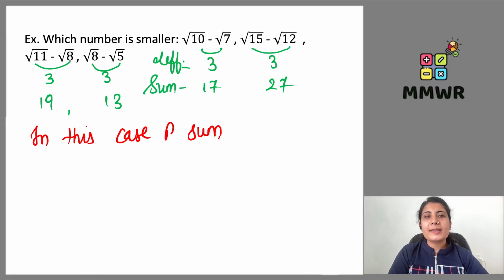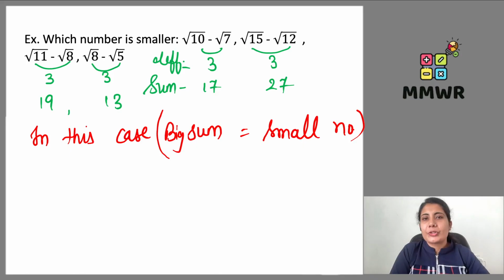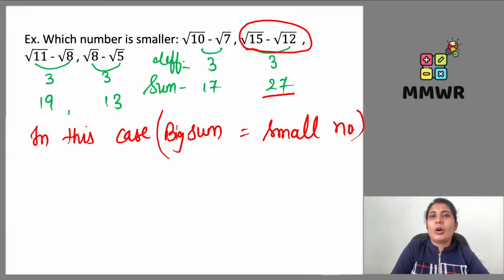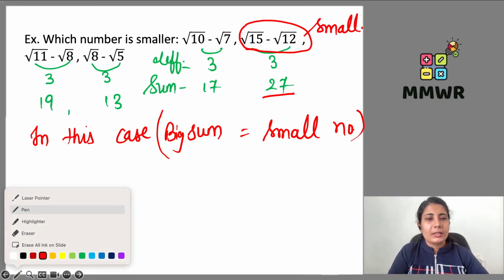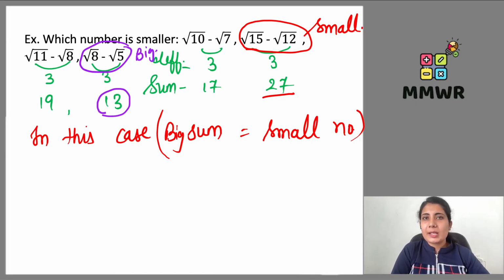In this case, the bigger sum is the small number. So this is the big sum. Out of all, 17, 27, 13 and 19, 27 is the big one. That is why this is the smaller fraction. And 13 is the small number, so this will be the big number. 13 is the smallest sum out of all.